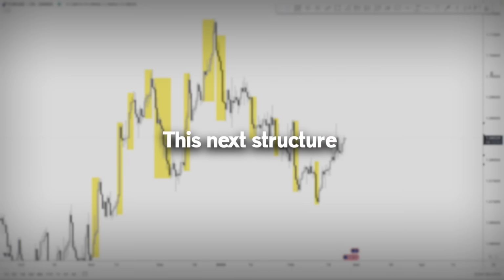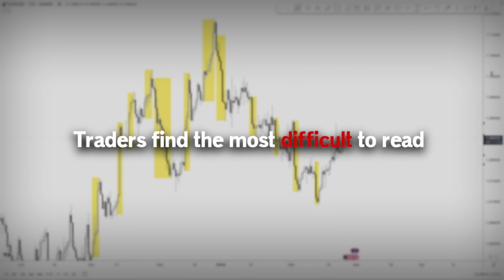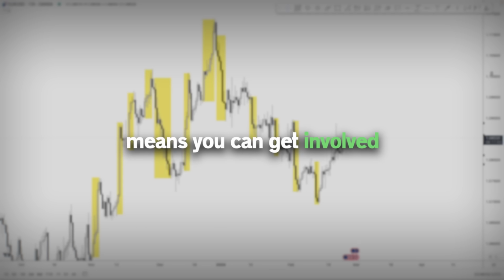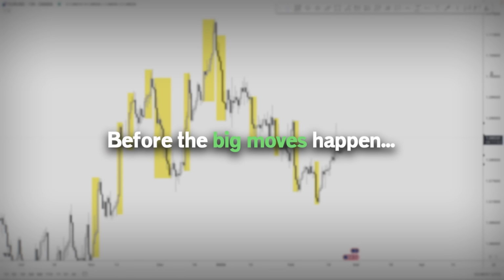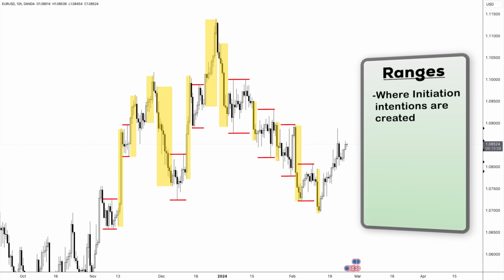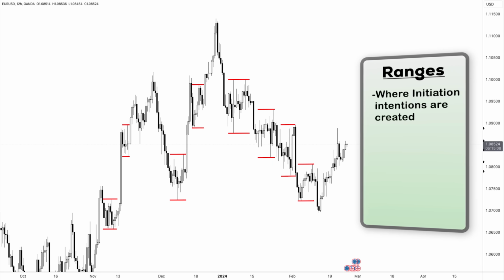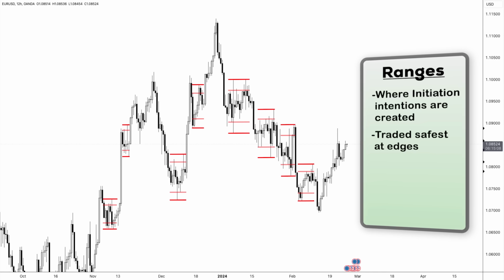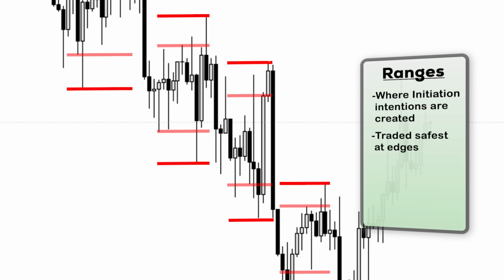This next structure, traders find the most difficult to read, but knowing this structure and how to trade it means that you can get involved before the big moves happen. Sideways ranges is where the intention for initiation is created. If we break down a sideways ranging market and we think about price location, the best locations to get involved are at the edges and after the swings are taken into a point of higher time frame mitigation.